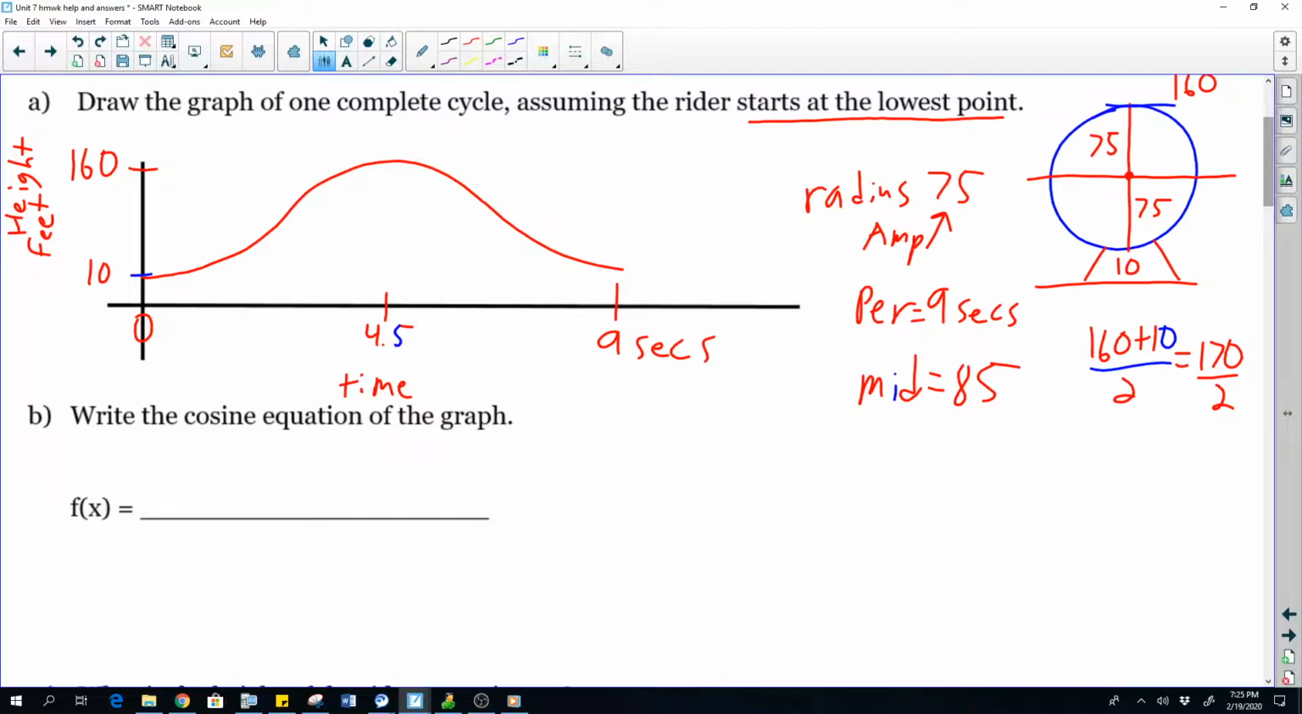Okay, so the equation is going to be an upside down cosine here and no phase shift. So y equals a negative. Our amplitude was the same as our radius, 75, cosine of, remember it's 2 pi over the period, so 2 pi over 9 seconds.